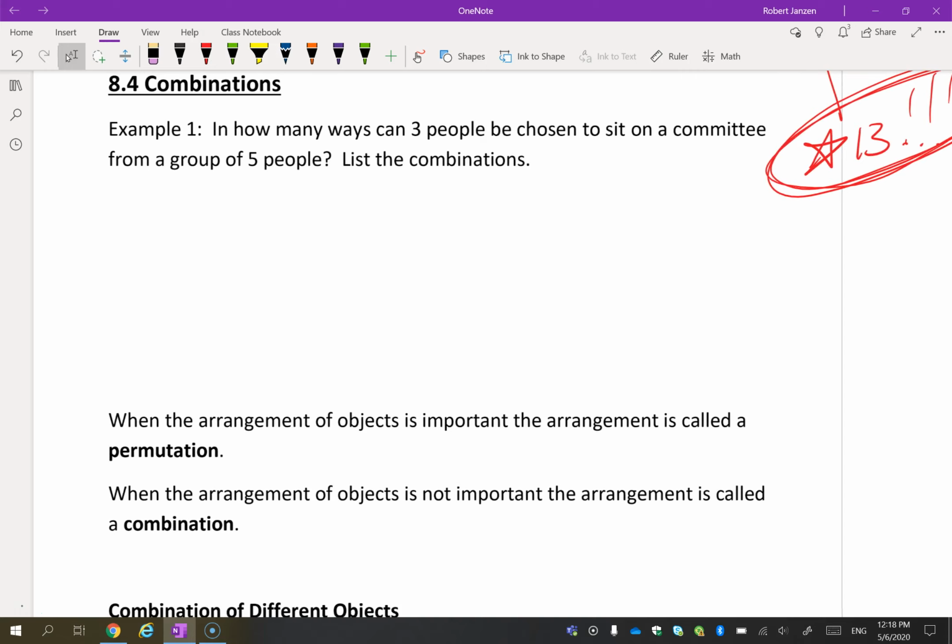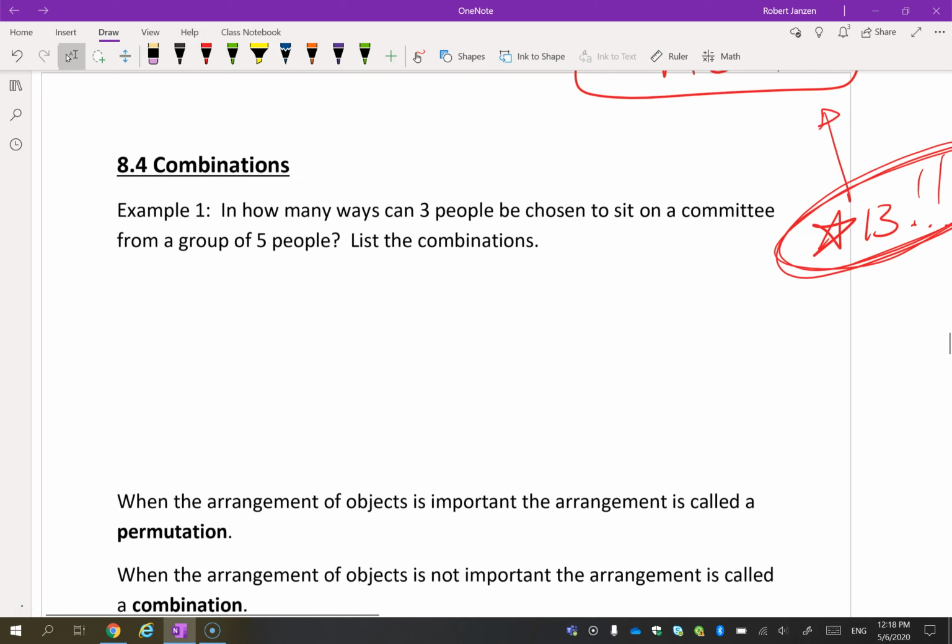Okay? Let's change pace a little bit here. The unit is called permutations and combinations. Combinations are similar to permutations, but a little bit different. Let me explain. So here it says, in how many ways can 3 people be chosen to sit on a committee? Chosen is kind of a hint word. To sit on a committee from a group of 5 people.